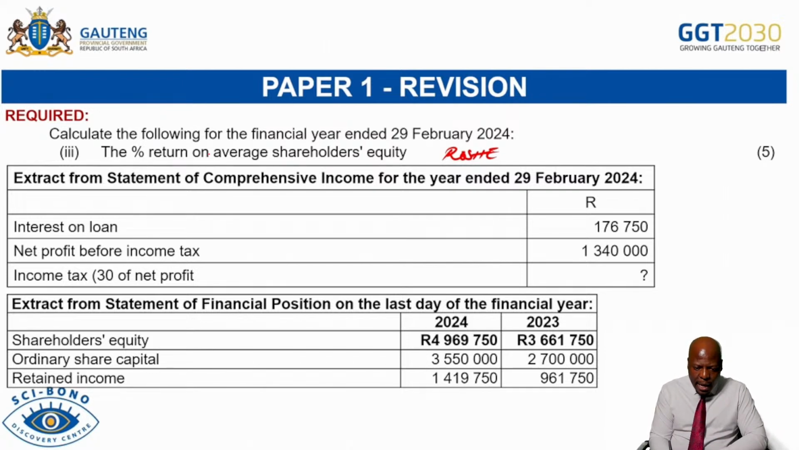So once I hear return, it means I'm talking about my net profit after tax. Here we're told income tax is 30%. So net profit before tax would be 100, income tax is 30, therefore net profit after tax becomes 70. So what I want is 70% of the 1,340,000. That gives me my net profit after tax.